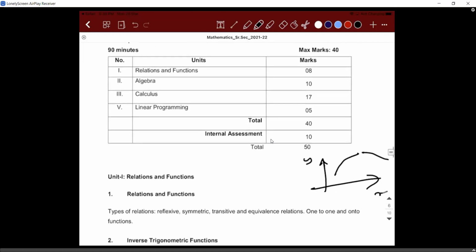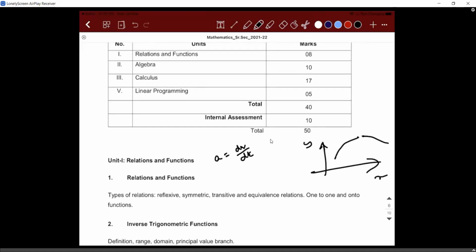In equations of motion, if I have a is equal to dv by dt, this is called a differential equation. The name itself is differential equation. An equation is something where there is an equal to sign. So acceleration is equal to dv by dt, and dv by dt is a differential coefficient.